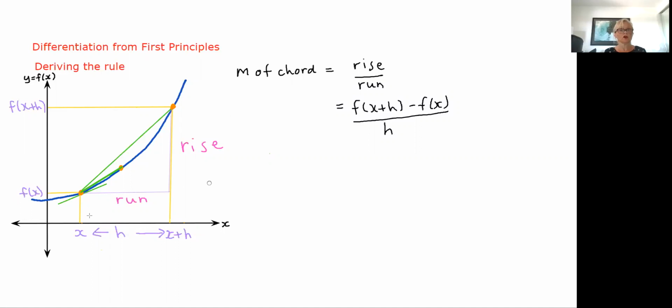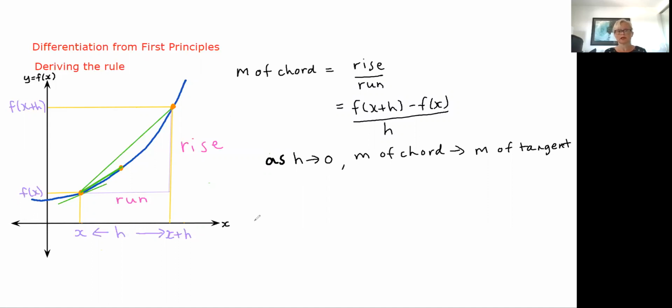What does that make you think of? Hopefully that's making you think of limits. So what we're saying is, as h is tending towards 0, so as h is getting smaller and smaller and smaller, the gradient of the chord will tend towards what we want, the gradient of the tangent. All right. Now we know that the gradient of the tangent is what we said was our f dash x. So let's go with that.